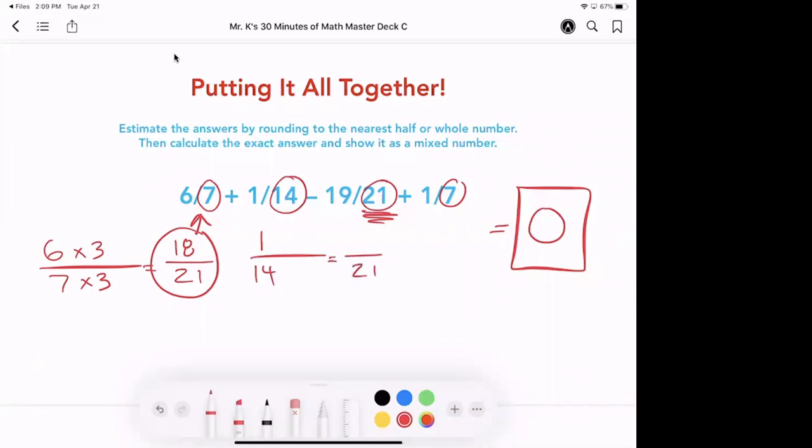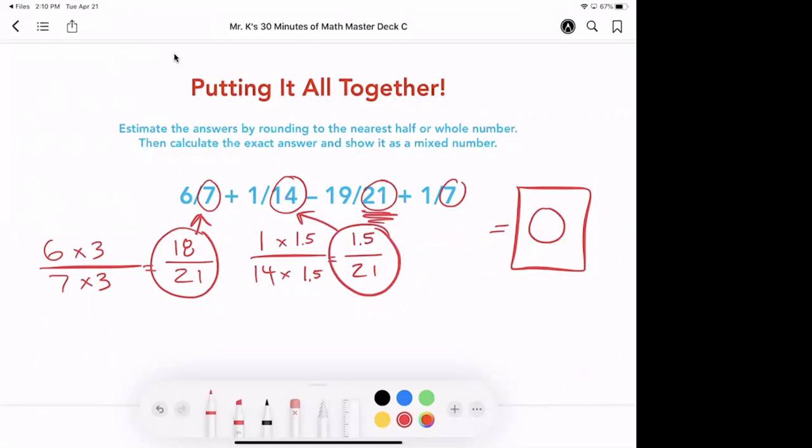All right, this one is tricky. What do we multiply 14 by to get 21? Well, actually, it's 1.5, because half of 14 is 7. So we'd have 14 and 7 is 21. So we'd have to multiply this by 1.5. So we'd have 1.5 21sts. That one was a little bit tricky. All right, then we have 19 21sts. We don't need to do anything with that.